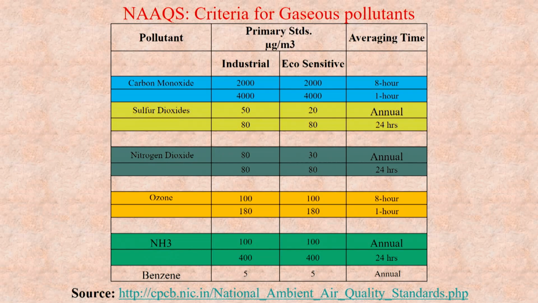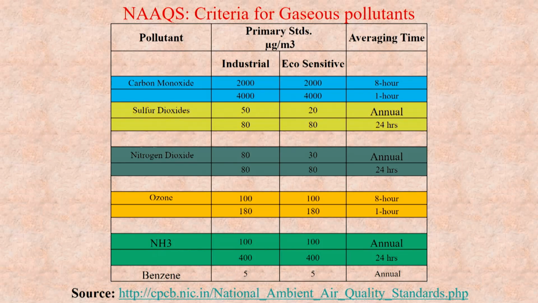Now, this is another very important point, because the averaging time for CO is 8 hours or 1 hour, but for sulfur dioxide the concentration is given as hourly, 24-hour or annual. Similarly for nitrogen dioxide. Ozone is given for 8 hour and 1 hour. Ammonia is annual and 24-hour. Benzene is given as annual concentration. We will discuss in the next lecture why the averaging time is different for different species. This is very important.